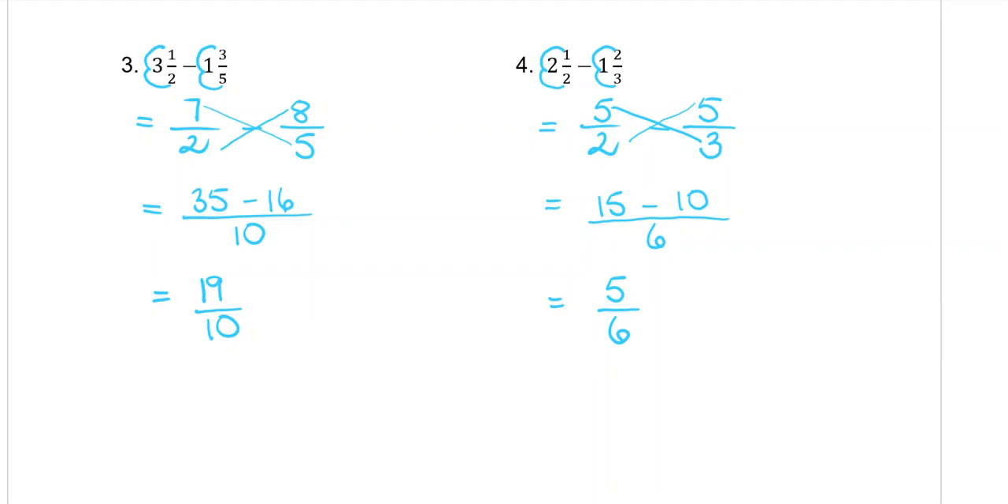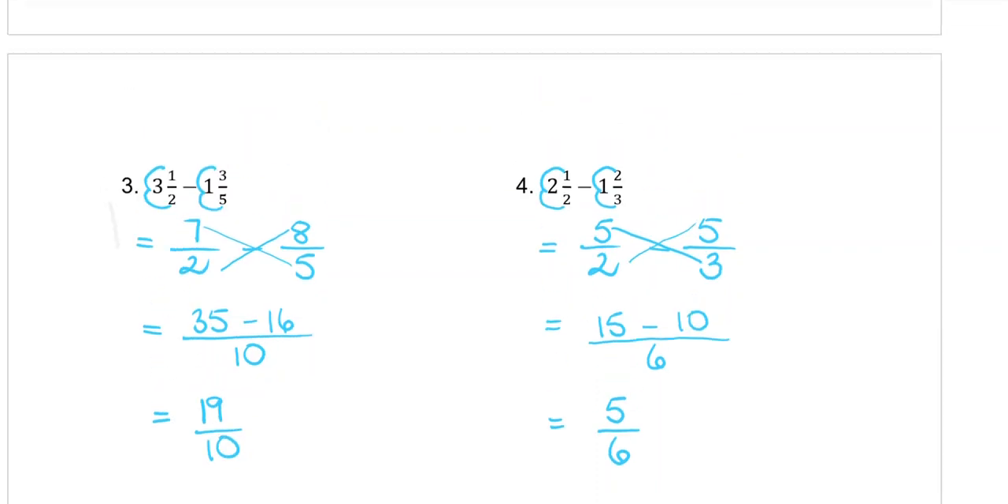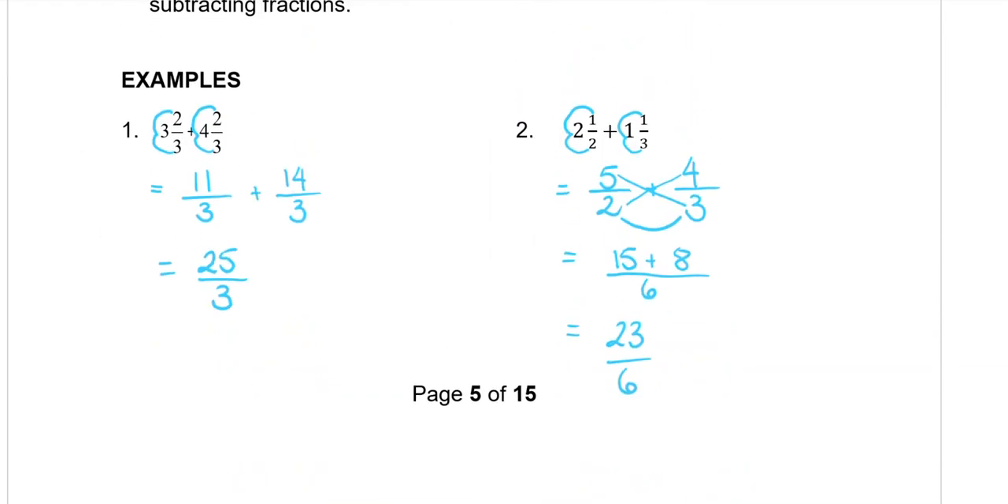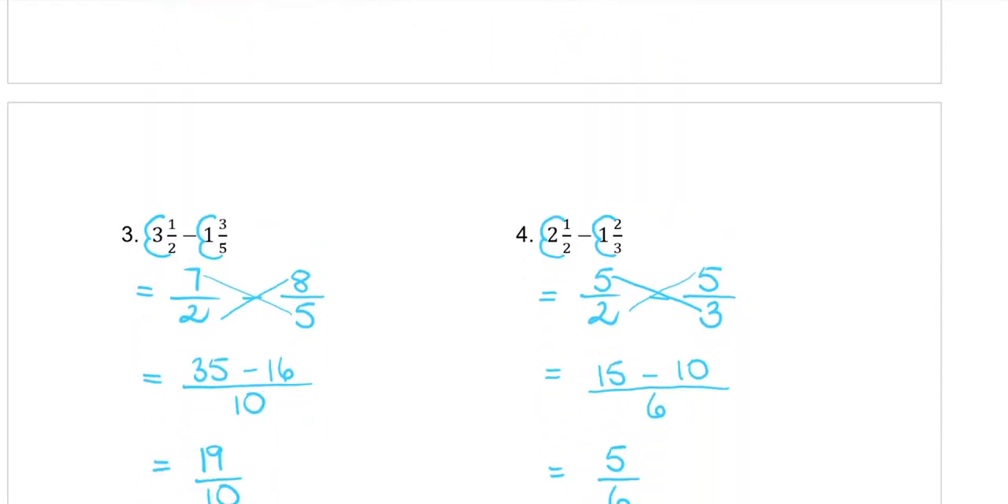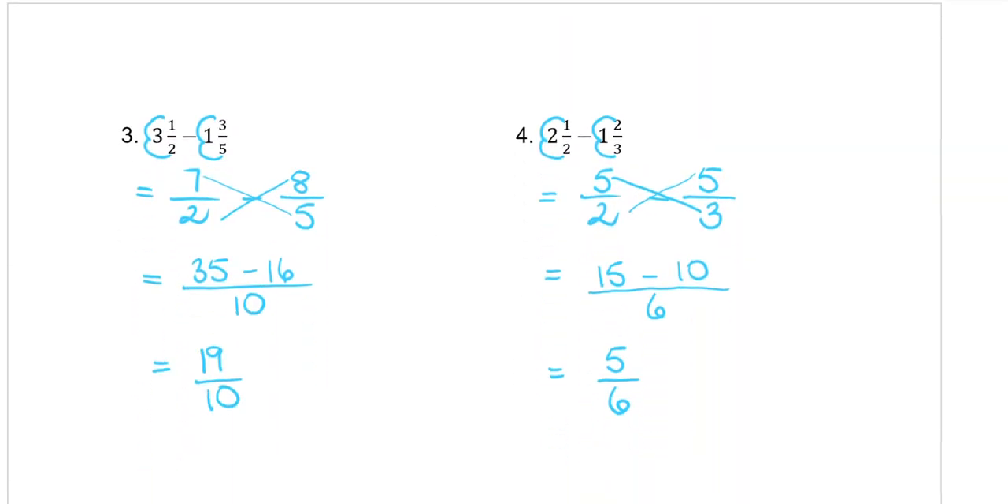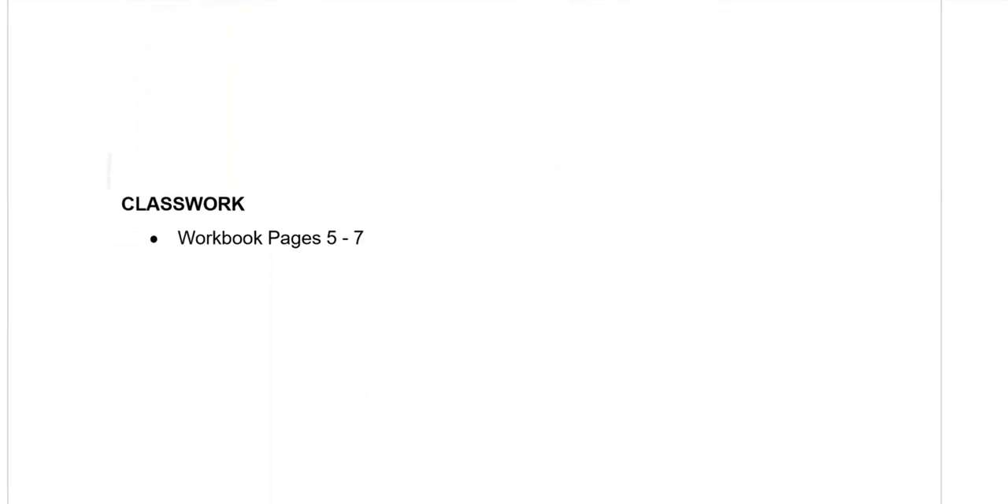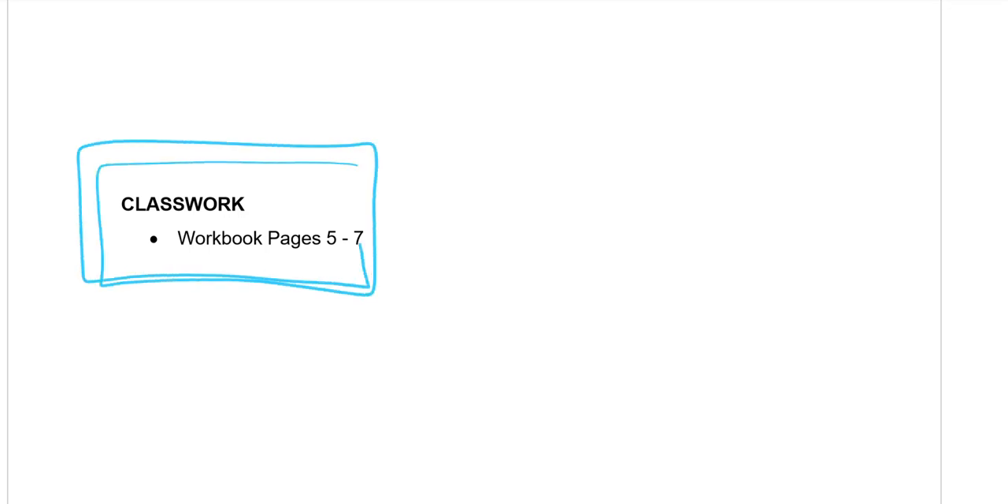Okay, so please make sure that when you're doing your practice, for pretty much all questions, unless it's one of these ones that already has the same denominator, you should have 3 lines of working out. So you now need to do page 5 to 7 of your workbook.